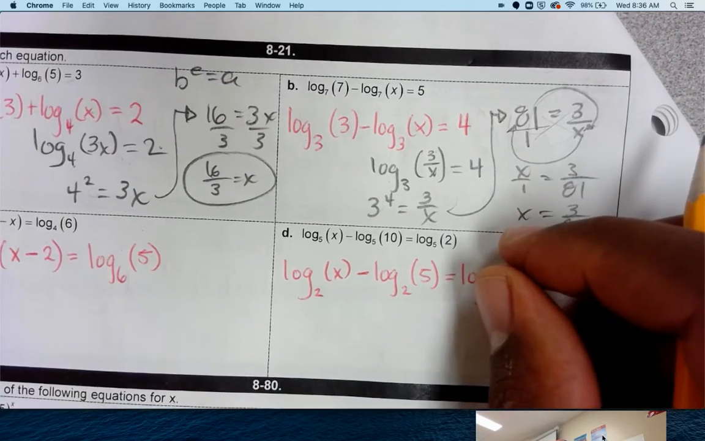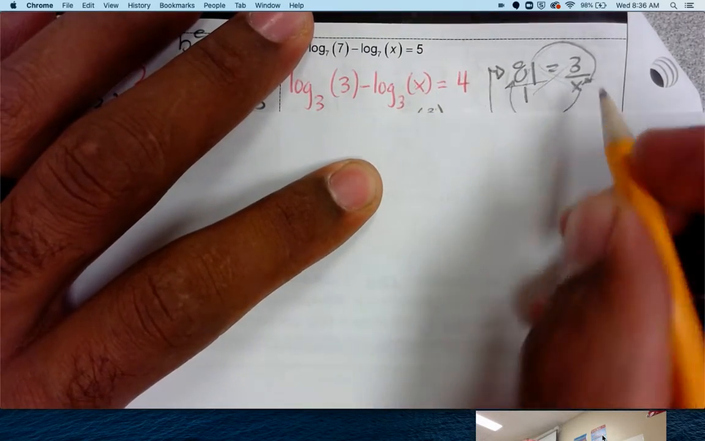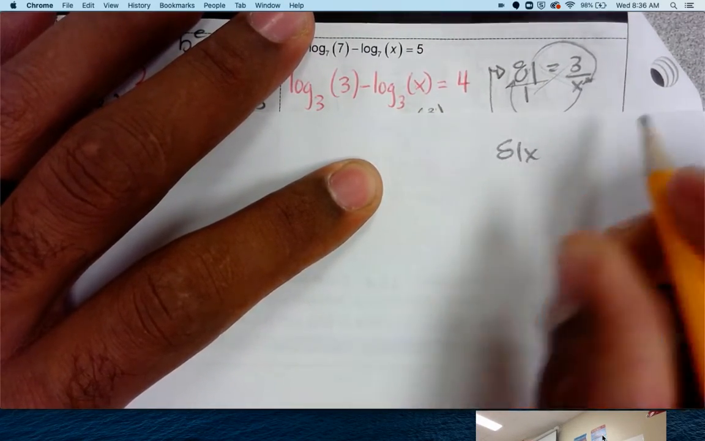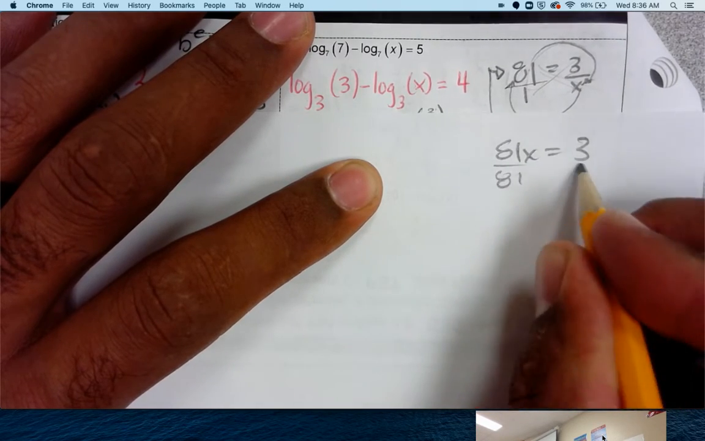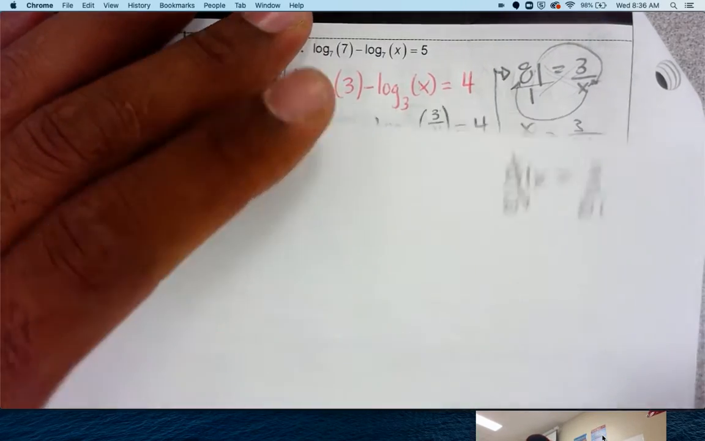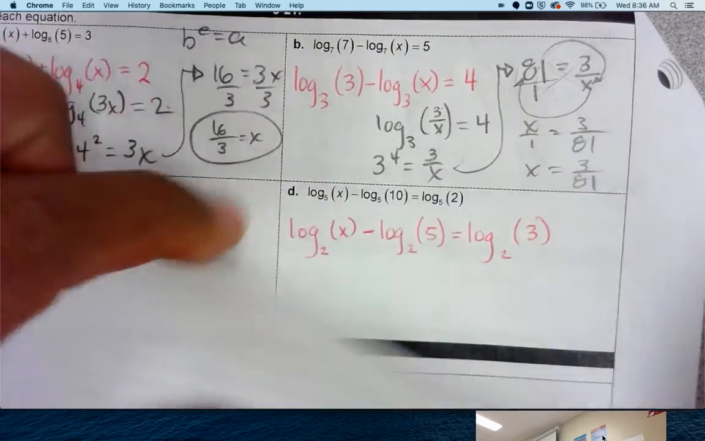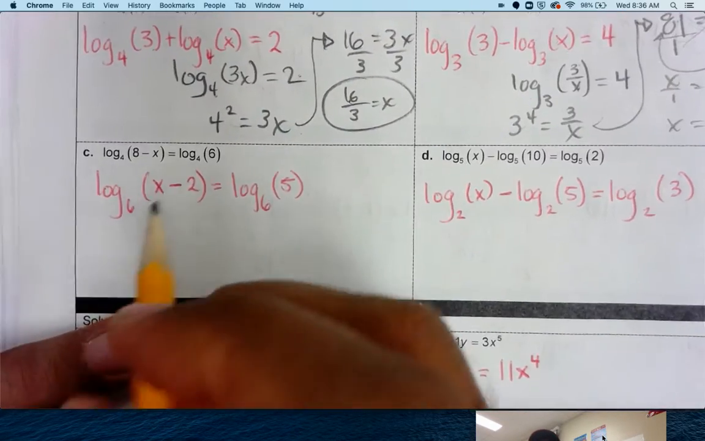And I'll show you why that's true, because if I do cross multiplication, which would be 81 times x, and then 1 times 3, and then the last step I would have done is divide by 81, and notice how it's the same thing. Okay, so I can just switch the numbers back and forth. All right, so now the next one.